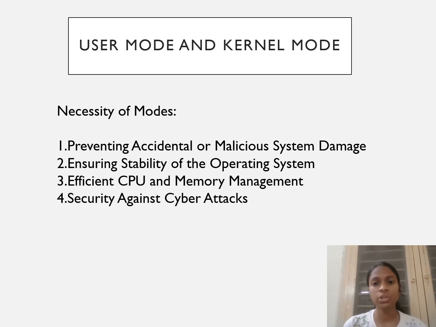To prevent accidental or malicious system damage, to ensure stability of the operating system, to have efficient memory management, and also to have some security for your system in order to protect from cyber attacks. I mean, to ensure your file safety, your file security, and to ensure your operating system runs in an efficient way. We use these two modes, which our computer has. I'll also explain what these modes are.